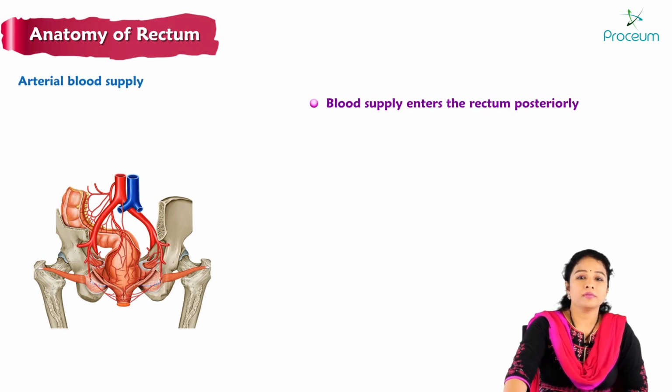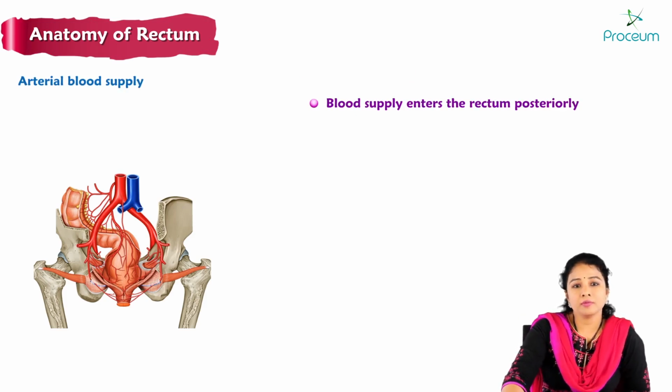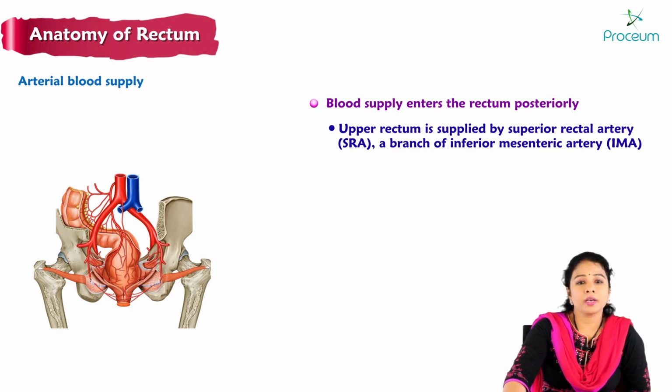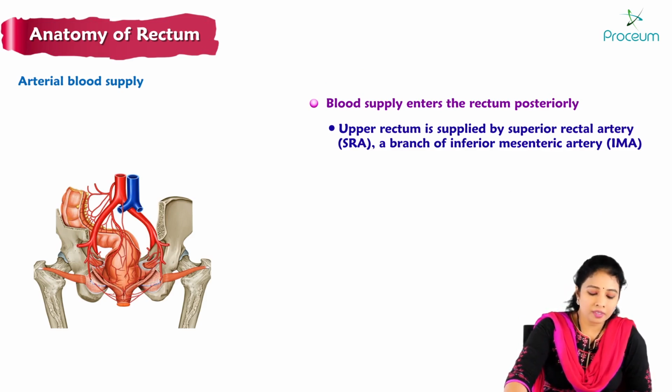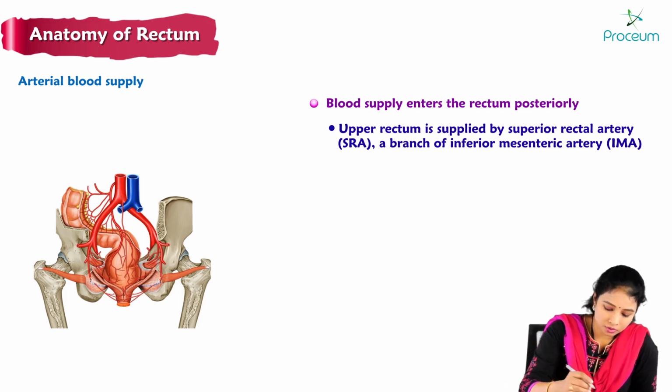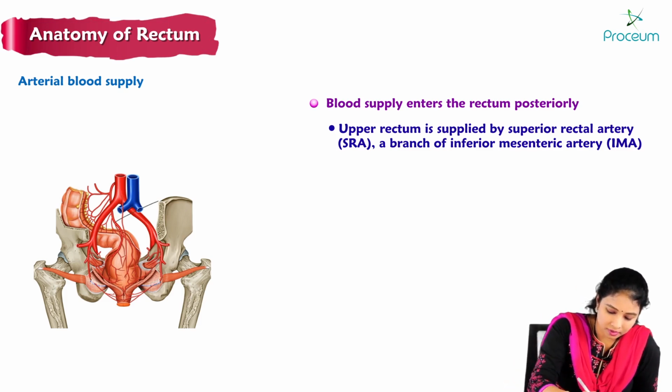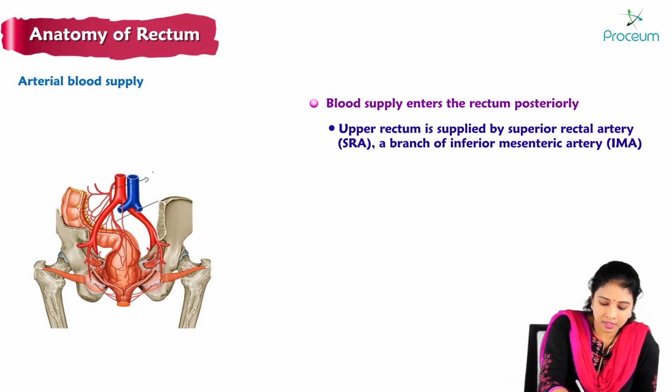Now the blood supply which enters the rectum from the posterior aspect. The upper rectum is supplied by the superior rectal artery, which is a branch of the inferior mesenteric artery. So here is the inferior mesenteric artery.